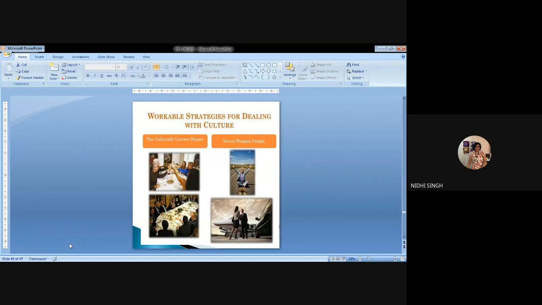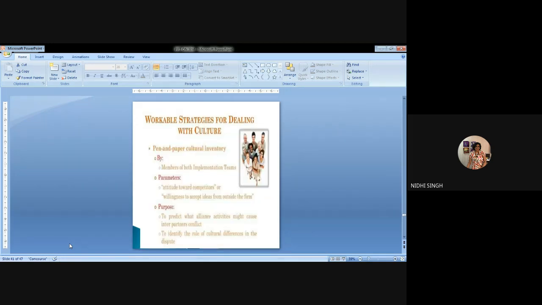Now, these are some strategies that help in dealing with different cultures, like the culturally correct dinner and secret weapon people. These are the different strategies. Pen and paper cultural inventory, implementation teams, parameter. What are the parameters of the pen and paper cultural inventory? Attitudes towards competitors and willingness to accept ideas from outside the firm.